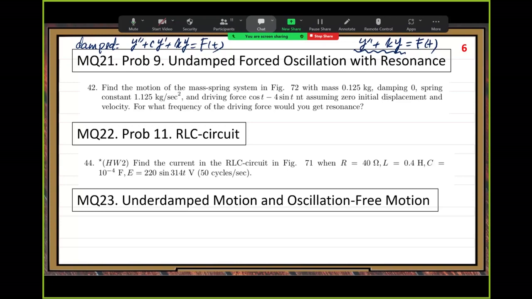So the characteristic equation has two complex roots. Complex roots, so you get sine, cosine. Okay? General solutions. So here, under-damped motion and oscillation-free motion. So I put these here. There are two small topics, subtopics. Under-damped motion, that's one topic.